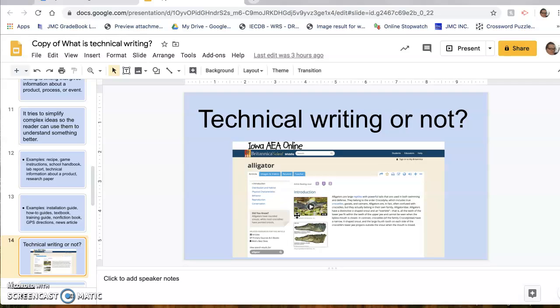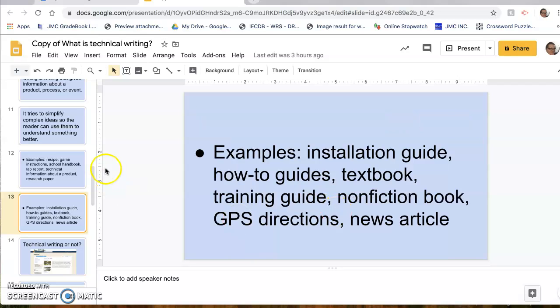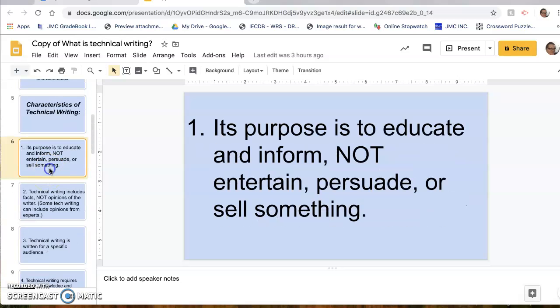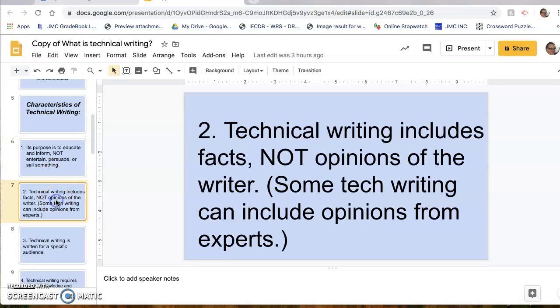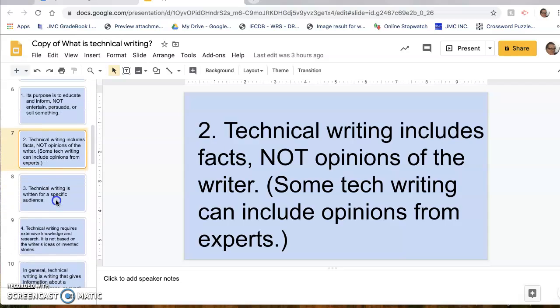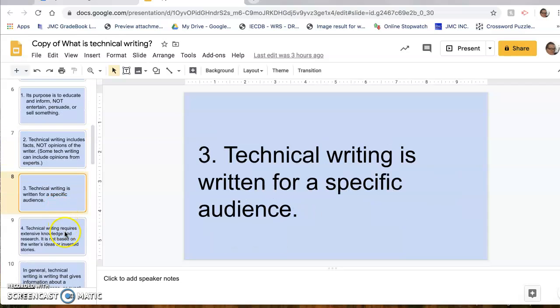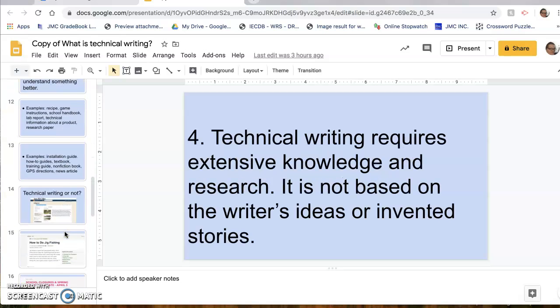So this is technical writing. The reason is because it meets the 4 traits. First of all, it's written for a specific audience. It's based on facts, not just things that the writer made up. Its purpose is to educate and inform, not to be creative or something else. And it includes facts, not opinions of the writer. It's written for an audience, people who want to learn more about alligators, and it requires research.